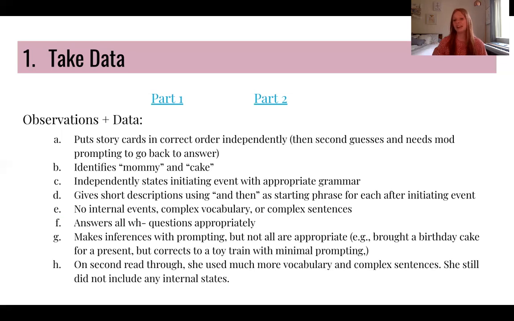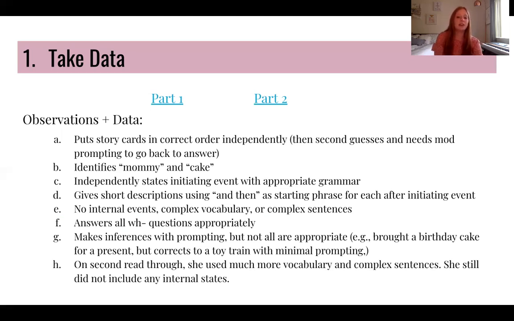And then finally, she didn't have any complex sentences, right? She was just saying, and then they sat, and then they ate cake. And so she didn't use any conjunctions or negations or questions. And so that's something that this child could improve upon.